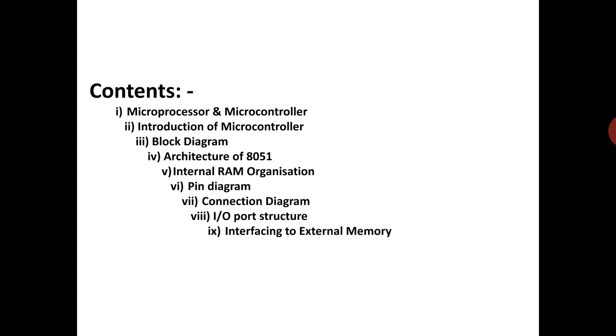First is microprocessor and microcontroller. Second is introduction of microcontroller. Third one is a block diagram. Fourth one is architecture of 8051. Fifth one is internal RAM organization. Sixth, pin diagram. Seventh, connection diagram. Eighth number, input output port structure. And last, interfacing to external memory.